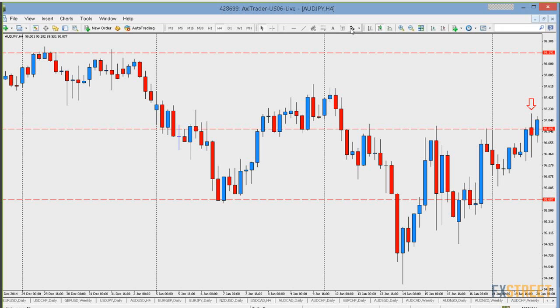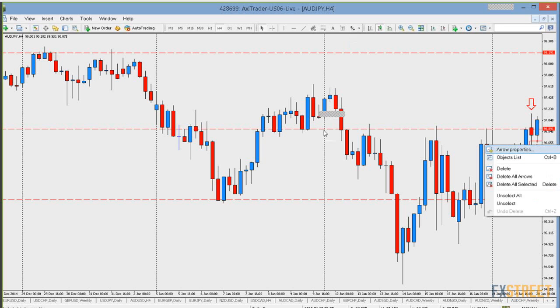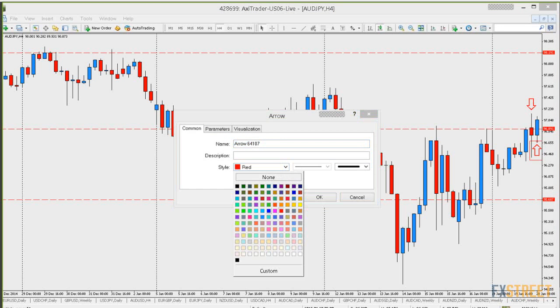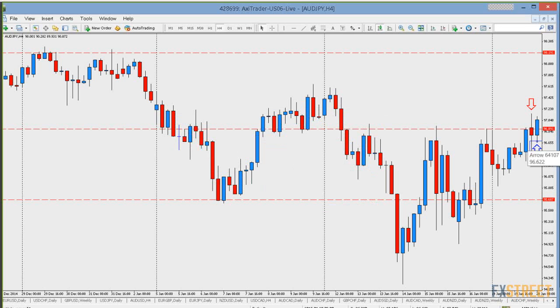You've got your mother candle, and it really doesn't matter what it looks like. Like I said before, the main thing is you don't want your mother candle to look like this big blue candle. You don't want it to be a giant candle, because that makes it too easy for the inside candle to be an inside candle. Now this is your inside candle right here, which I'm going to mark with a blue arrow.